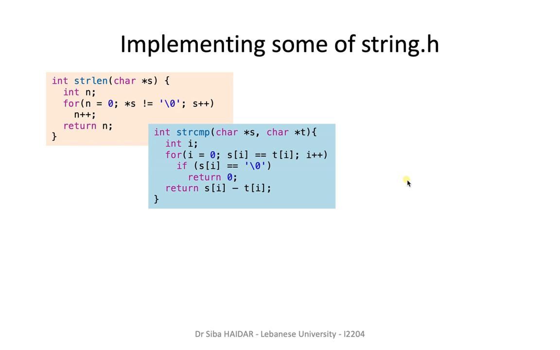Let us consider now strcmp. strcmp takes two strings and returns an integer which is negative, 0, or positive. So for the first version, we will consider the array syntax, and then we will see how to write this in the pointer syntax. Let's first understand the array syntax. You take an index I and you iterate both arrays in parallel.